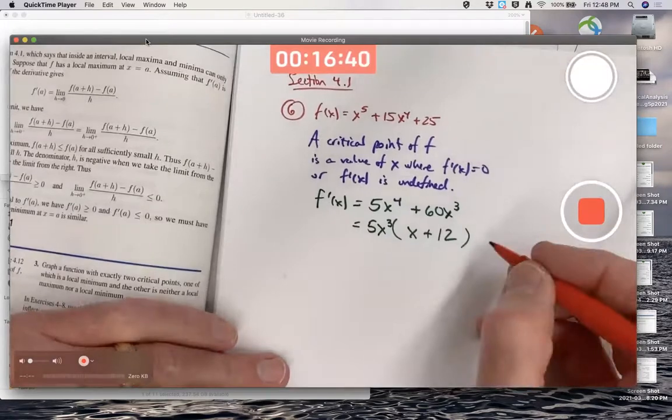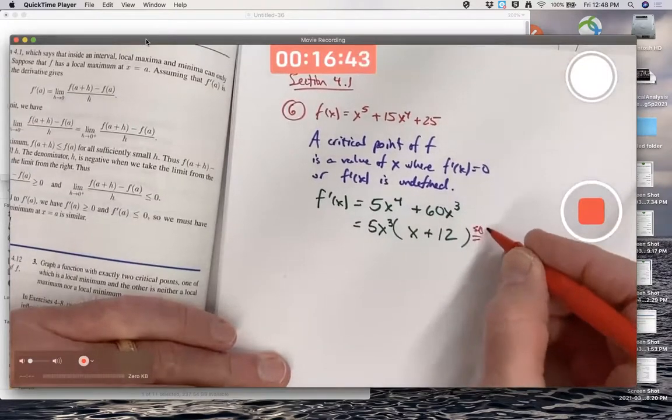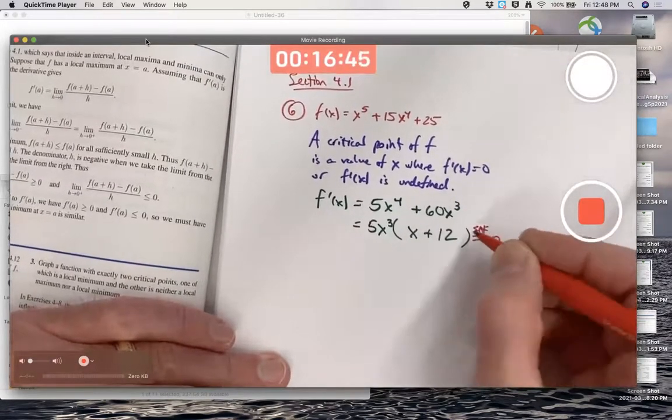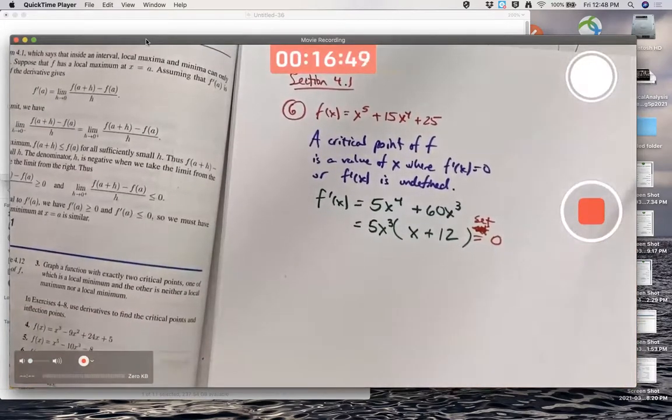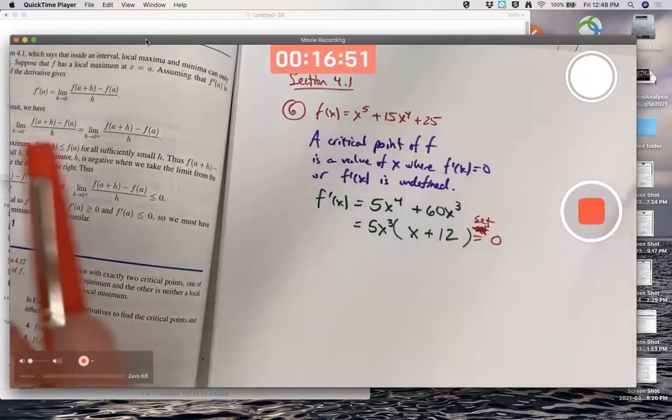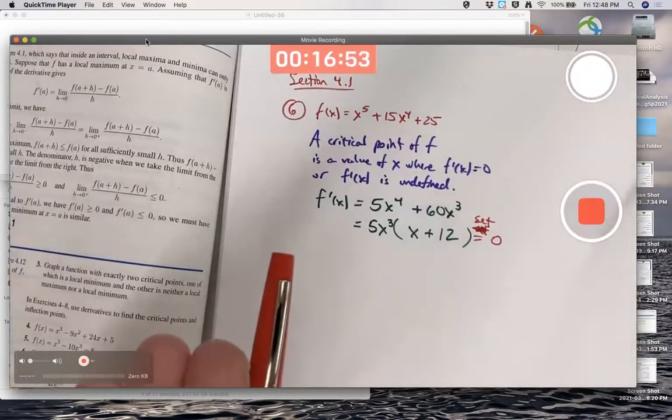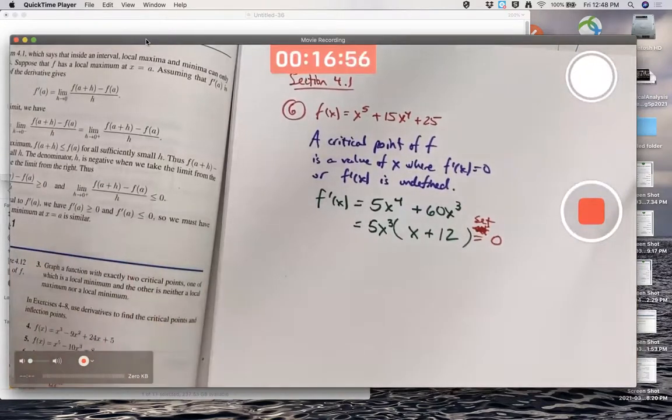That's the derivative in factored form. Set this equal to 0. That word's supposed to say set. Set this equal to 0 and solve for x. Solve for its roots, its zeros. Sometimes that's hard to do.